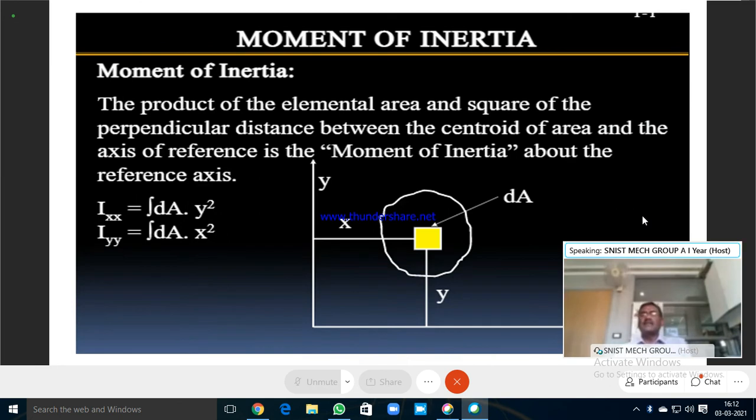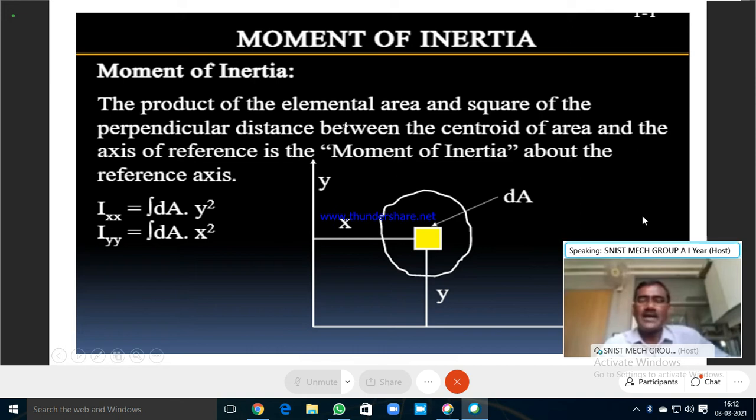you have selected an elemental area dA with respect to the xy reference plane, and Ixx or Iyy is equal to the same equations, integral of y squared dA and x squared dA. When you calculate Iy, your x will be there, x times x squared dA, x squared. Always it is a positive term. You can observe it just from these equations, it's a mathematical equation. Please note down this slide completely.